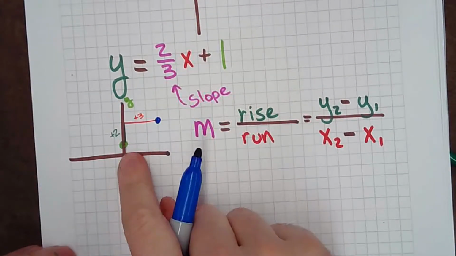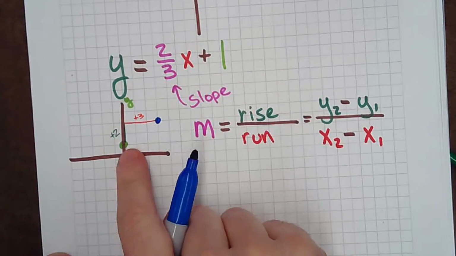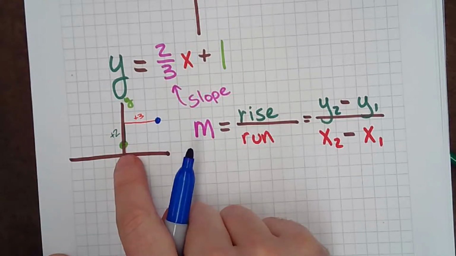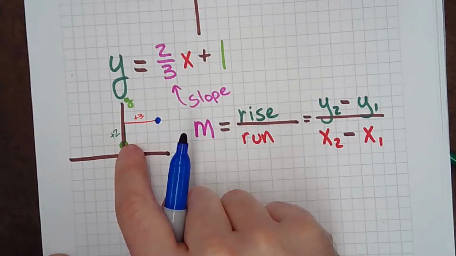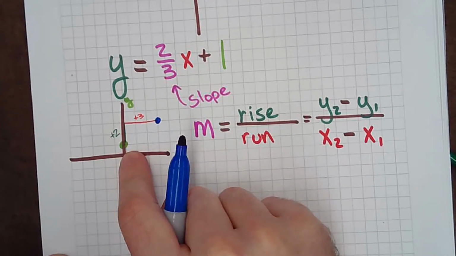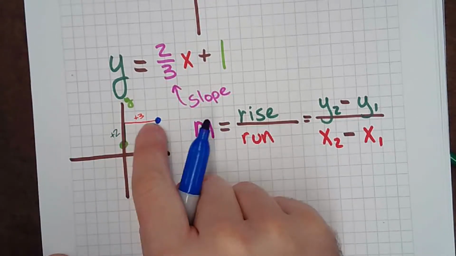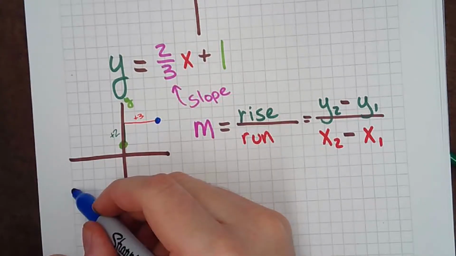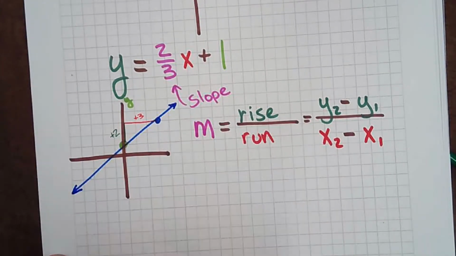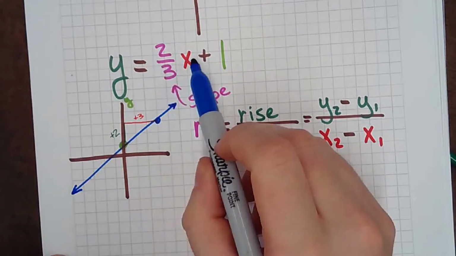So we have our first point, which is easy to get, the y-intercept of 1. That's where our line hits the y-axis. And then we found another point using slope from there. So from the y-intercept, we went up 2 over 3. And that got us our next point. And now we have enough to make a line. So that's the line, y equals 2/3 x plus 1.